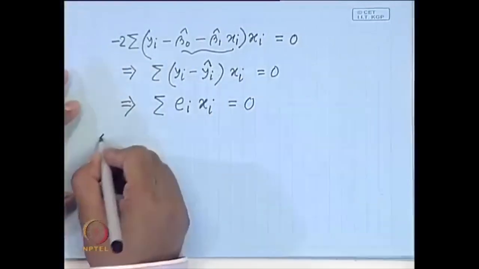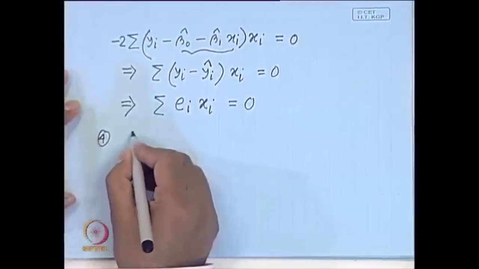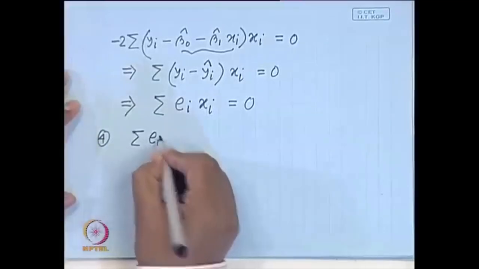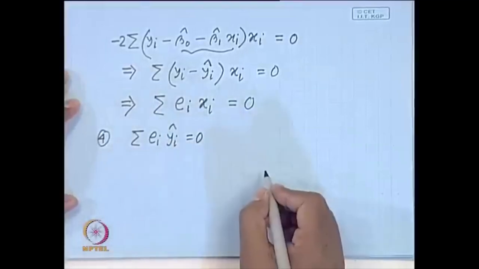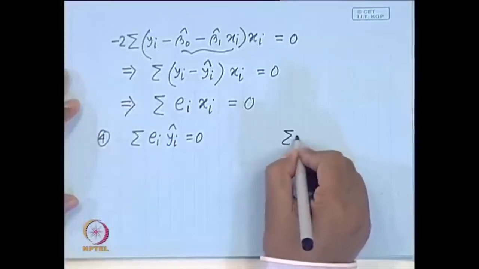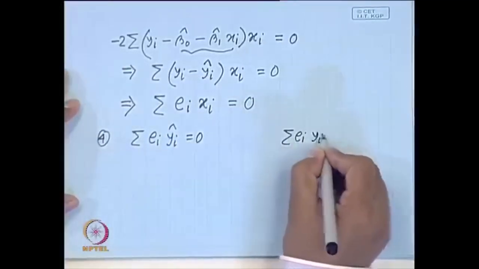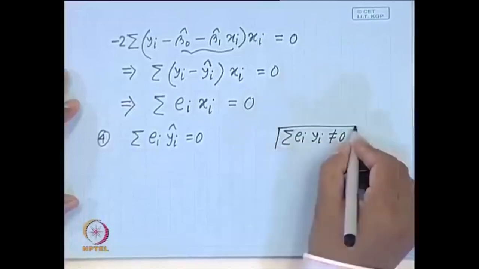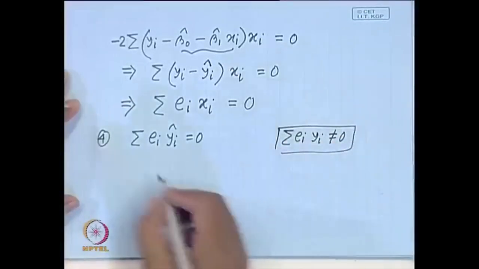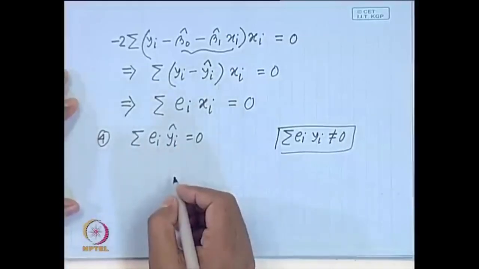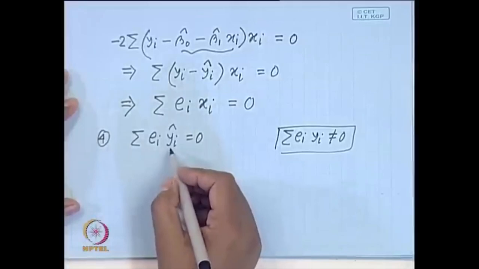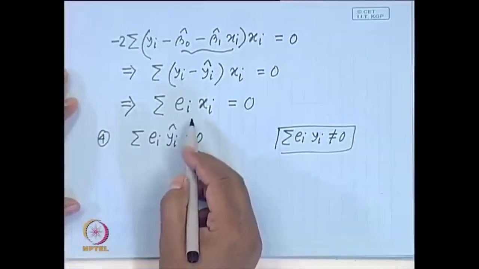Now, the fourth property is summation e_i y_i hat equals 0, but summation e_i y_i is not equal to 0, you should note that. Okay, how to prove that summation e_i y_i hat equals 0? This is again the consequence of the first property and the third property.